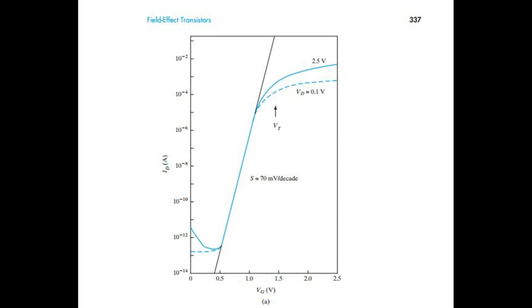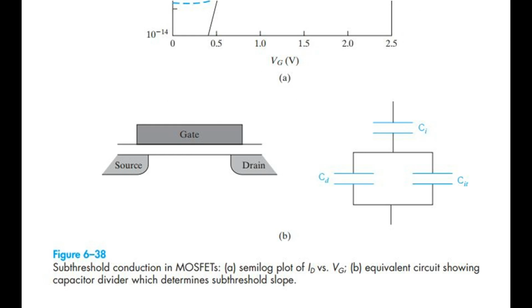Figure 638. Subthreshold conduction in metal oxide semiconductor field effect transistor. A. Semi-log plot of drain current versus gate voltage. B. Equivalent circuit showing capacitor divider, which determines subthreshold slope.